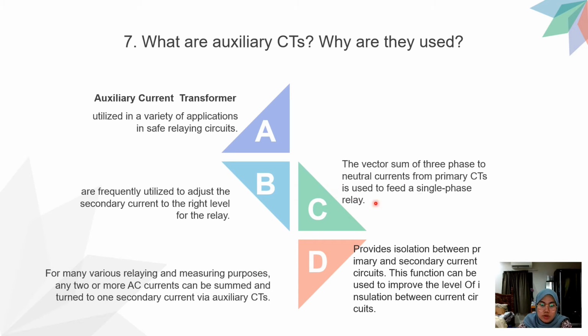Why are they used? Because the vector sum of the three-phase and neutral current from the primary current transformer is used to feed a single-phase relay. It also provides isolation between primary and secondary current circuits. This function can be used to improve the level of insulation between the current circuits. For many various relaying and measuring purposes, any two or more AC currents can be summed and turned to one secondary current via an auxiliary current transformer.